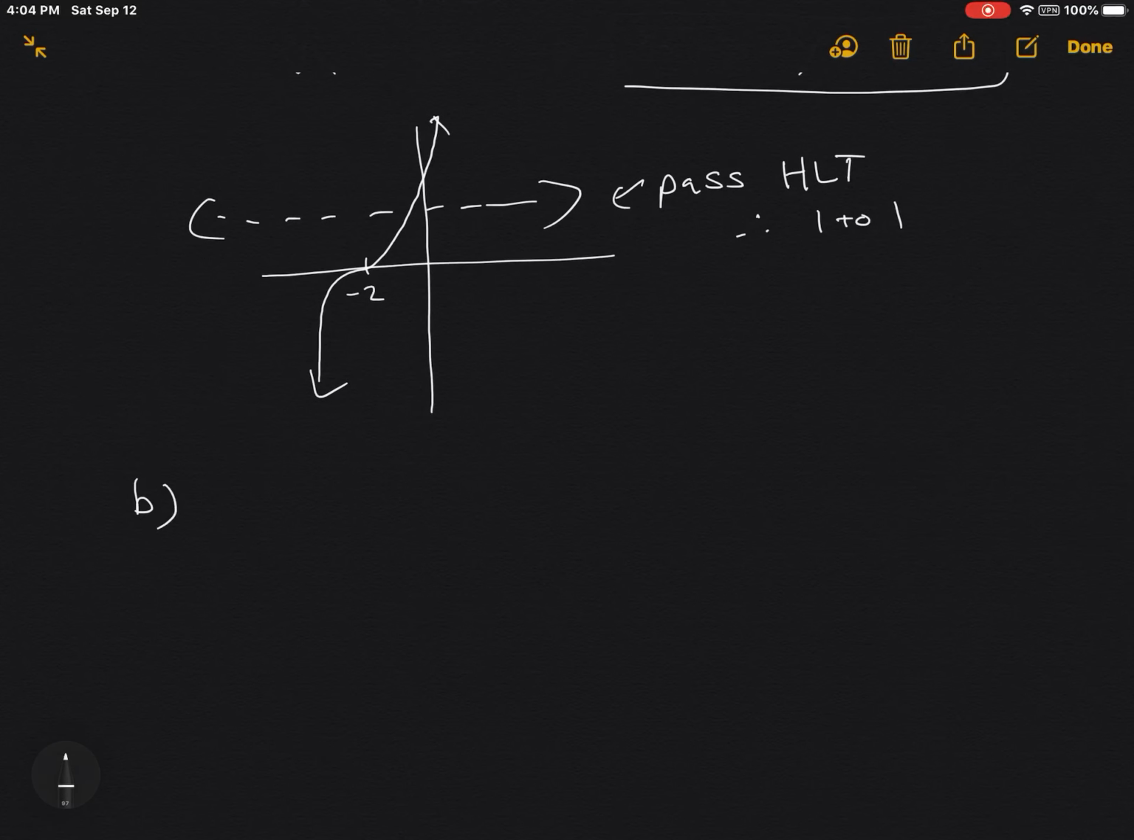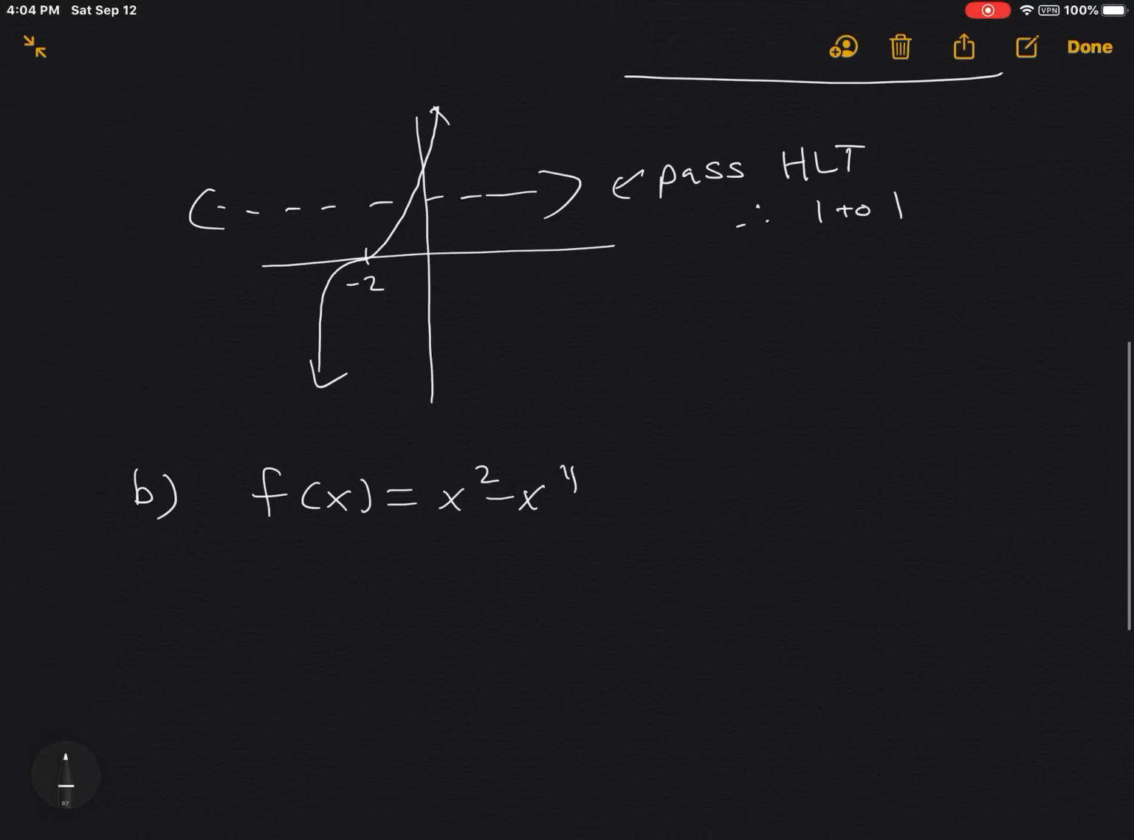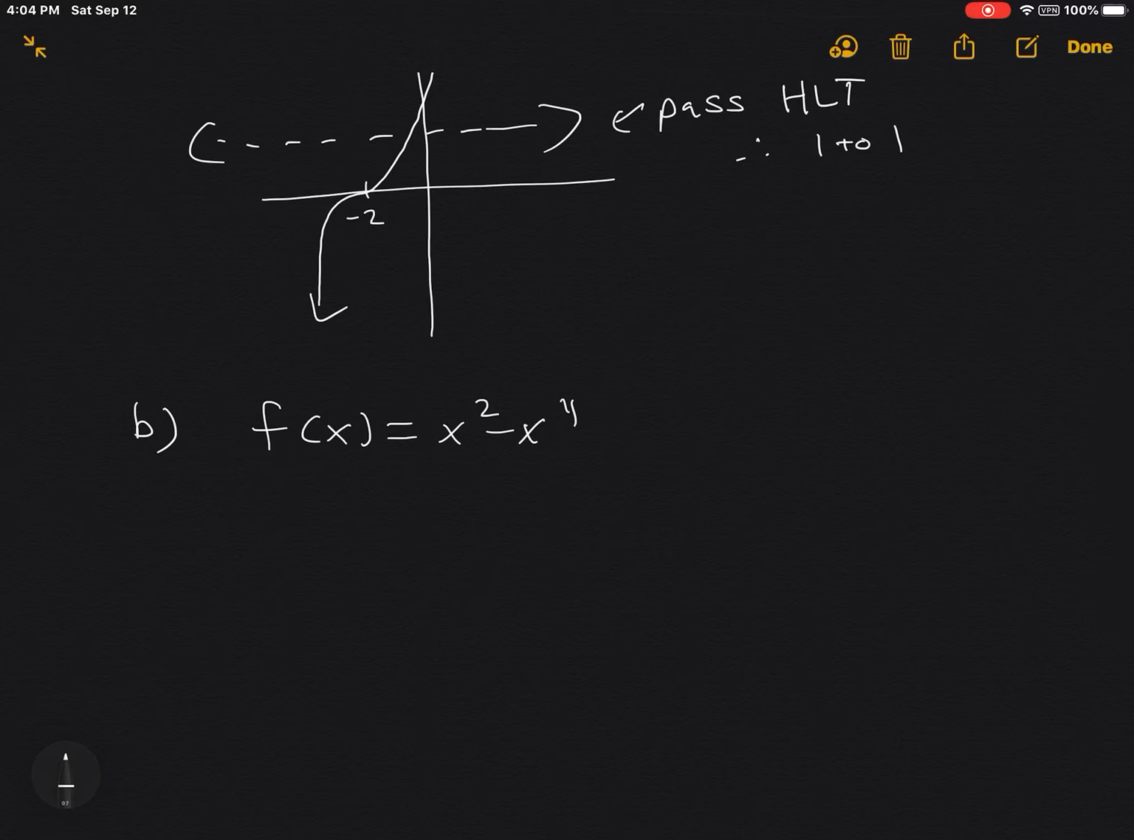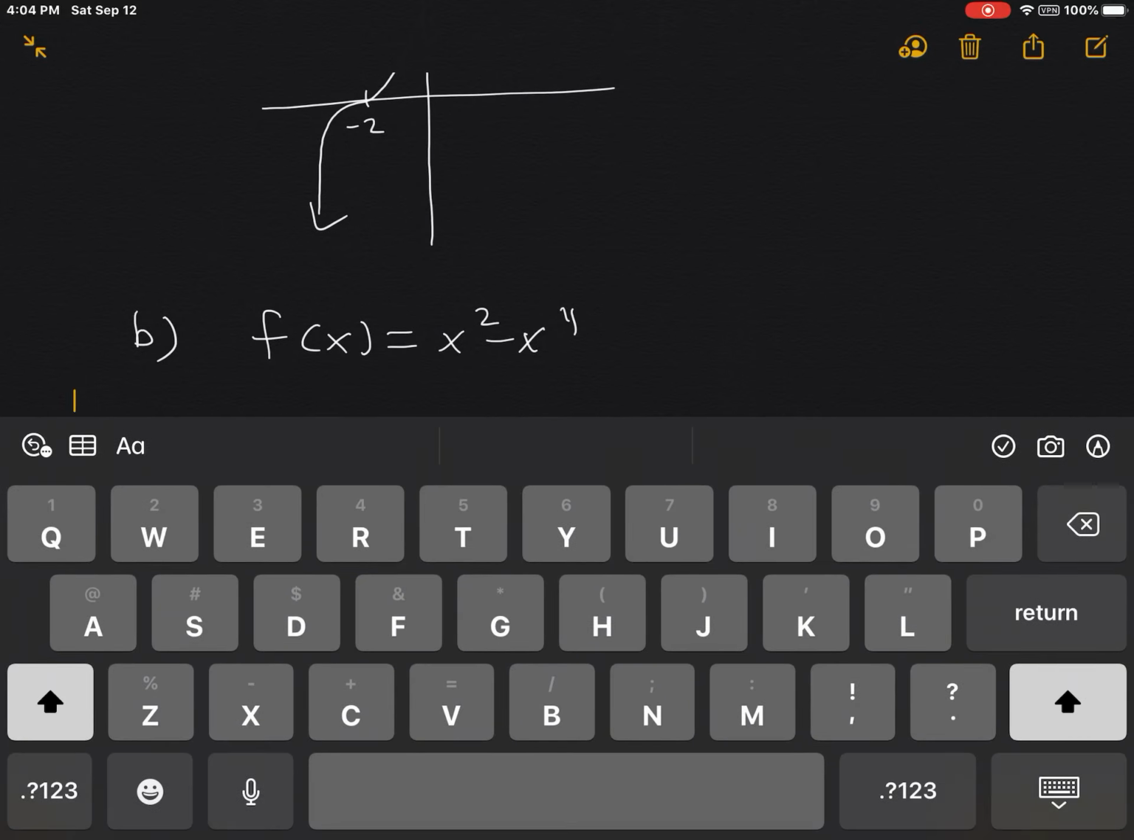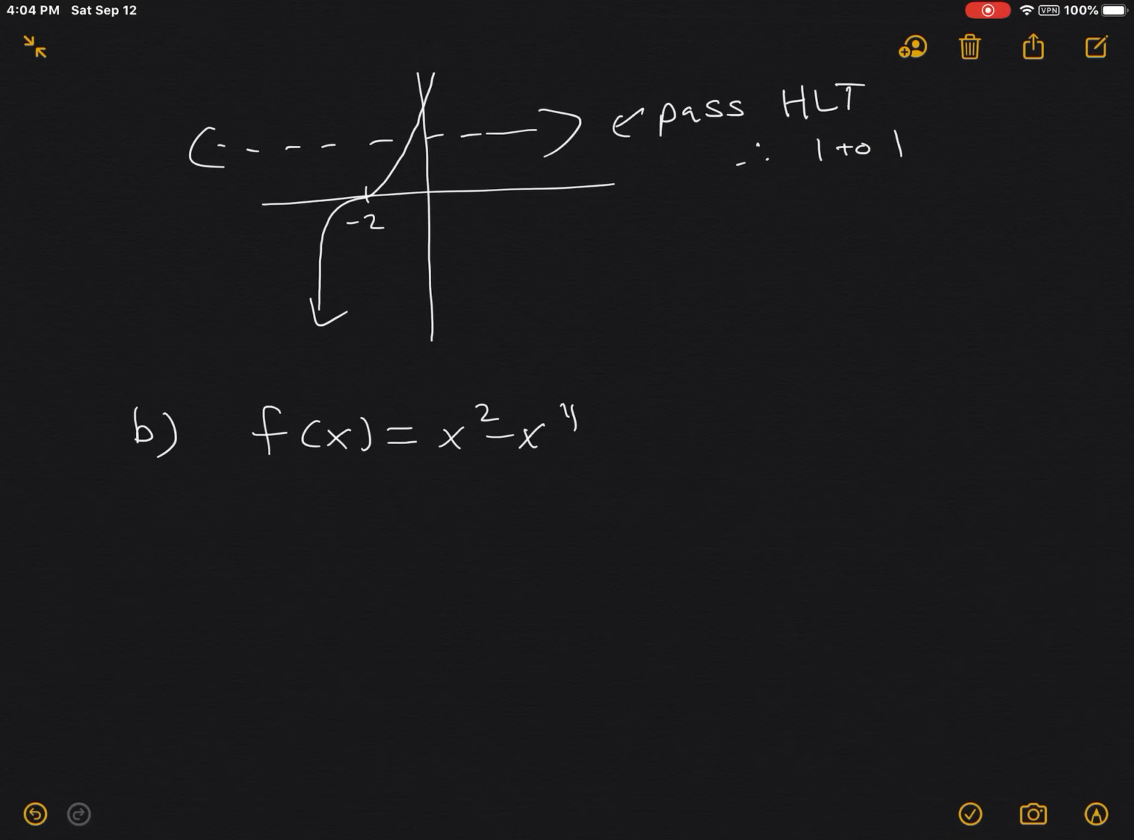All right, so I had the previous example over here, part B, that I erased. I had f of x is equal to x squared minus x to the fourth. For this example, I will caution you that the algebra is relatively tricky, but I'm confident that you guys can follow along.